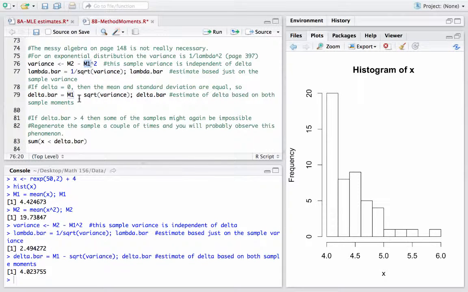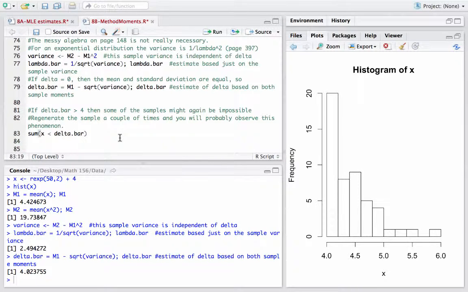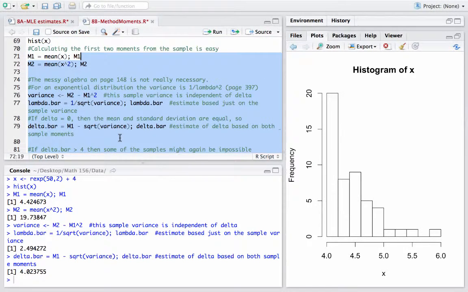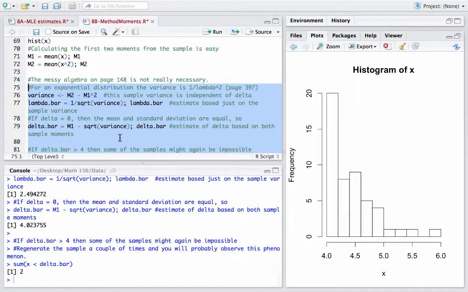And we have a similar problem to the uniform case: if we get a delta bar greater than 4, but some of our data are less than that delta bar but greater than 4, then we'll have generated an impossible estimator once again. So yeah, basically it happened twice there.